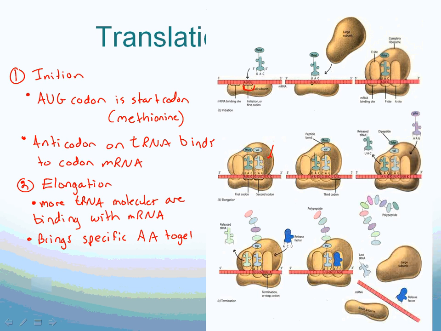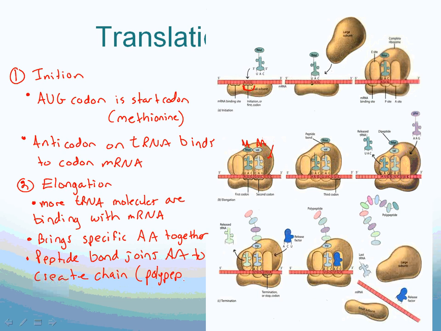together. And then as you can see here, when these amino acids come together, a peptide bond is formed between them. So the peptide bond joins the amino acids together to create a chain. And that chain is called a polypeptide. And that's just the precursor to a protein. So once that folds, it's a protein. Polypeptide. Okay?